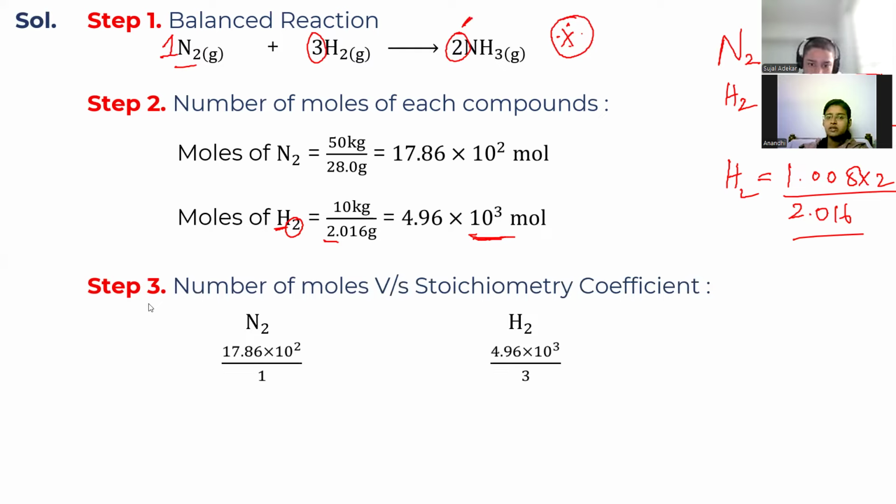But we were asked to find out two things. No, only one we have got. The limiting reagent. The remaining amount we have to find out in the next step only. So do you want to copy this? Yeah, I want to copy.